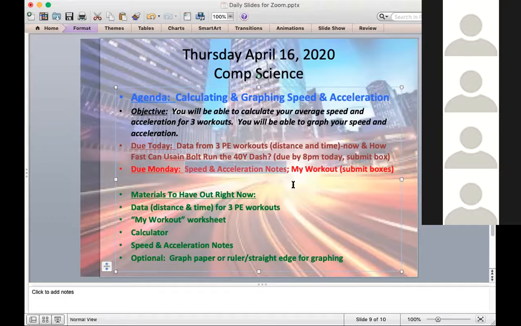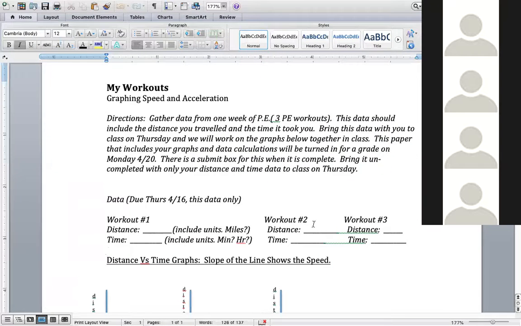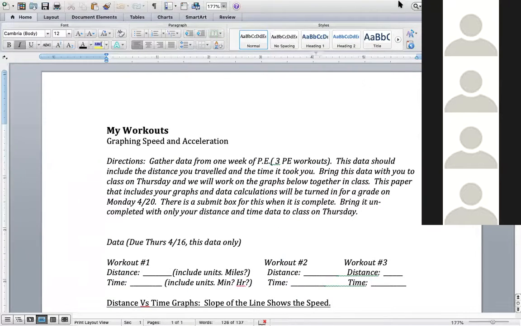I've already set a submit box up for the speed and acceleration notes that we did together on Tuesday for Monday, and both of them are open till 8 p.m. So get those in, and if you missed those notes, there is a YouTube video for it on my channel. Okay, materials you should have out right now is your data for the 3 PE workouts. So you should have that with you. You should also have the My Workout worksheet, which again looks like this right here. Okay, that's what we're using today.